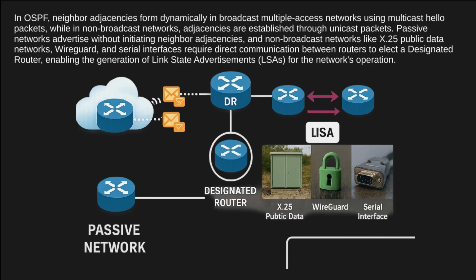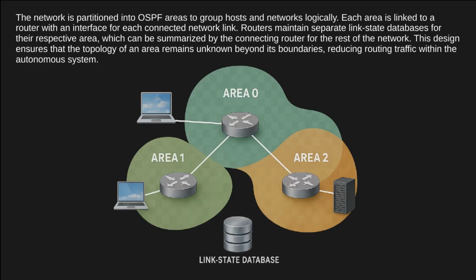In OSPF, neighbor adjacencies form dynamically in broadcast multiple access networks using multicast hello packets, while in non-broadcast networks, adjacencies are established through unicast packets. Passive networks advertise without initiating neighbor adjacencies, and non-broadcast networks like X.25 public data networks, WireGuard, and serial interfaces require direct communication between routers to elect a designated router, enabling the generation of link state advertisements, LSAs, for the network's operation.